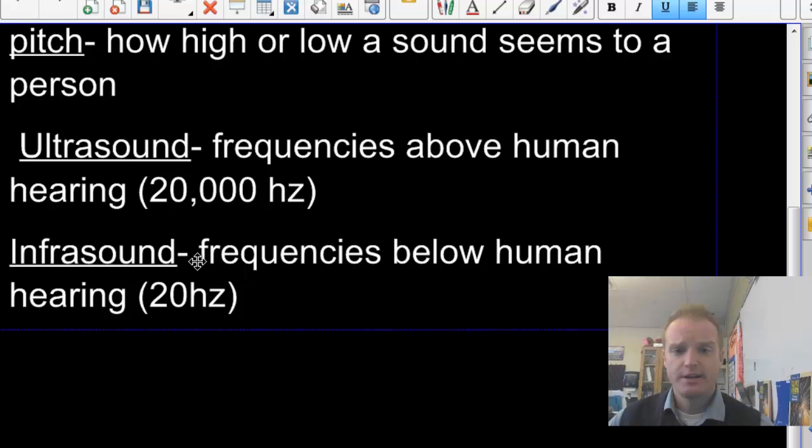So infrasound, infra means below. And that bottom threshold is 20 hertz. Again, typically that's if you have really good hearing. As teenagers, you might still have that. I know I don't. We can do a test for that to see if you have that or not.